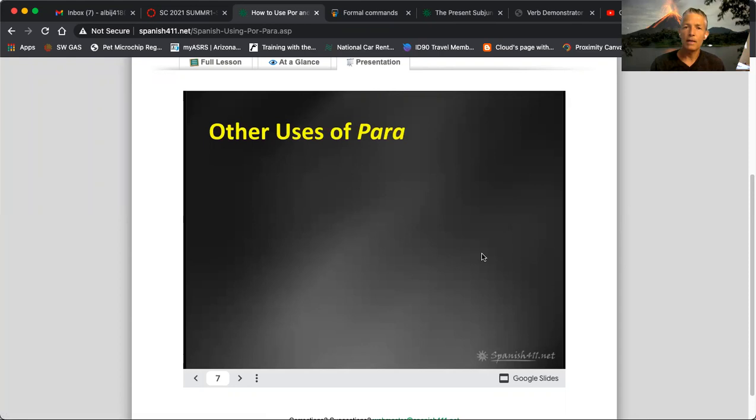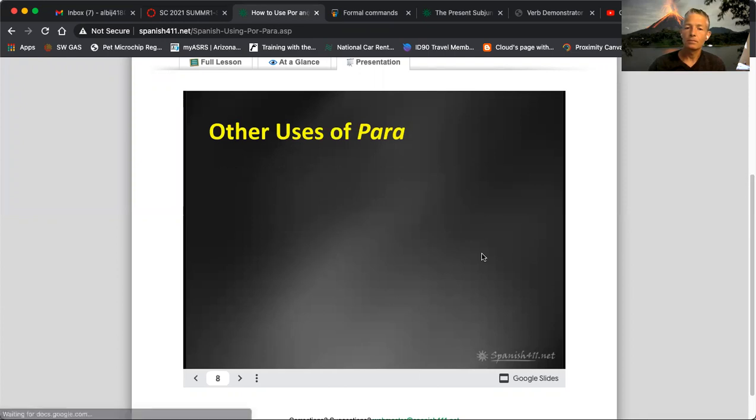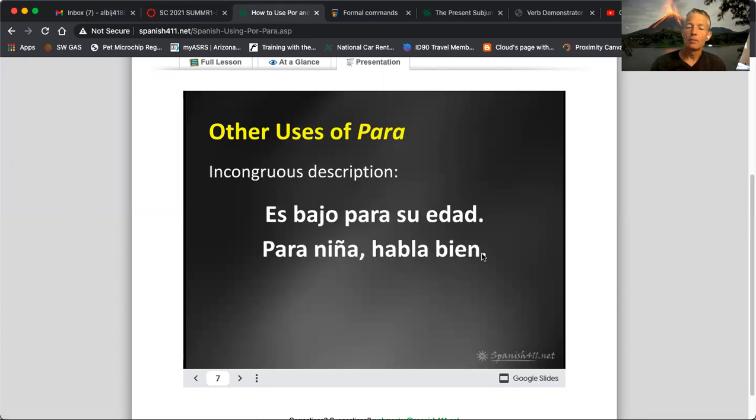Here's some other uses of para that you'll see. Incongruous description. Es bajo para su edad. So this is that description I was talking to you about before, comparing to others. So he's short for his age. Para niña habla bien. For a little girl, she speaks well. Another odd sentence. Understand, I didn't make these up.